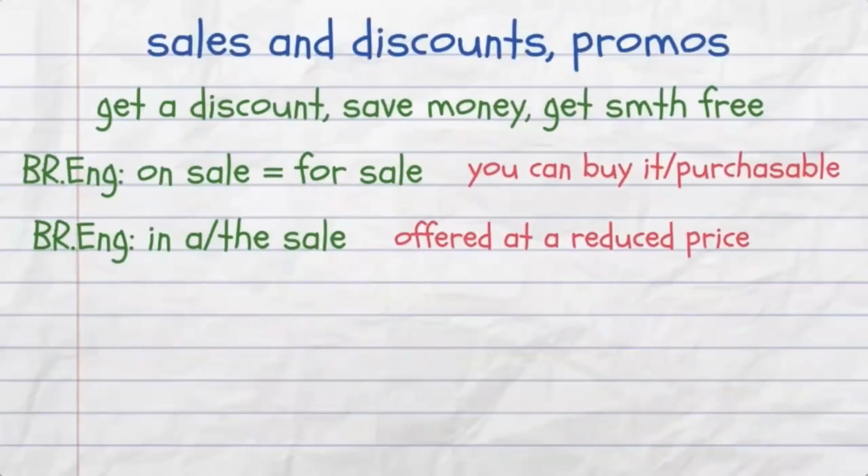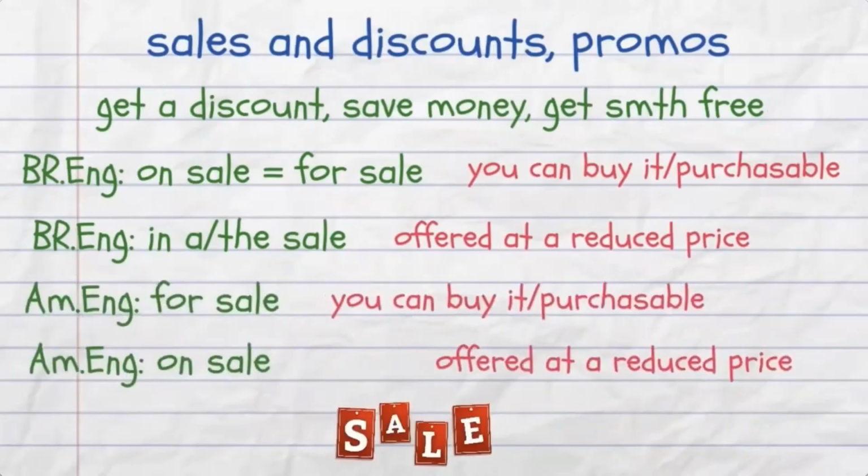You can get a discount and save a lot of money, and even get something free in sales and during promotions of different goods. In American and British variants of English, the word sale may be used a bit differently depending on the preposition it comes with. In British English, on sale or for sale means that you can buy it, that the goods are purchasable. But if something is offered at a reduced price, for example, in a shop, it is in a sale.